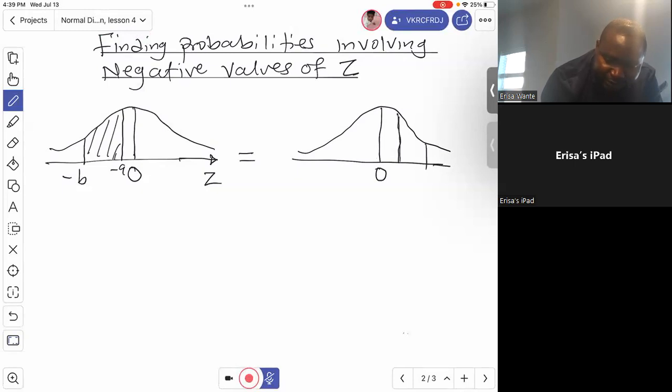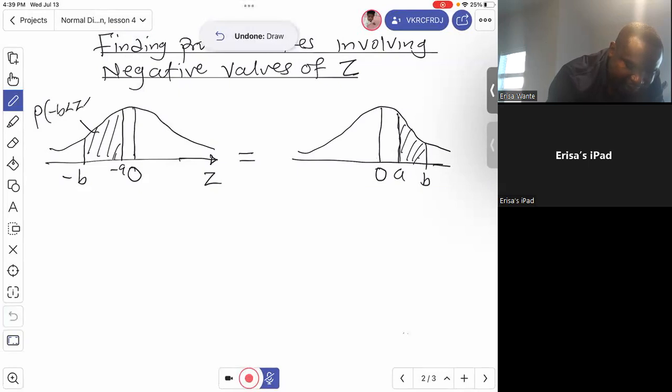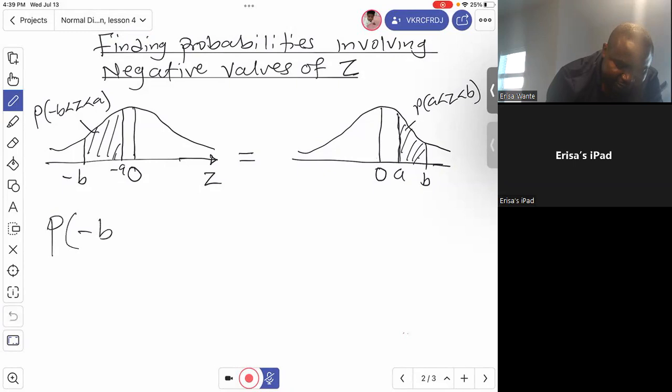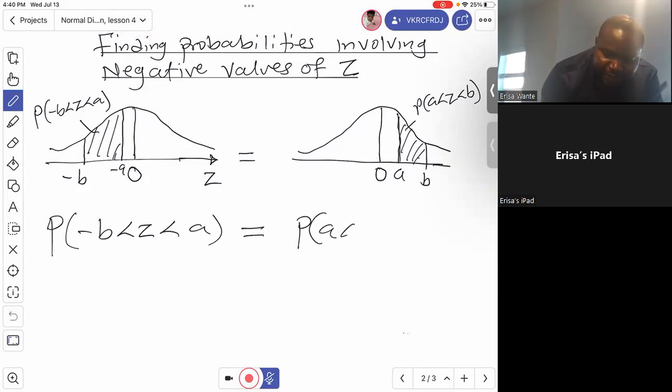So if this is A and this is B, then the probability that negative B is less than Z is less than negative A is exactly the same as the probability that A is less than Z is less than B. Those are exactly the same.